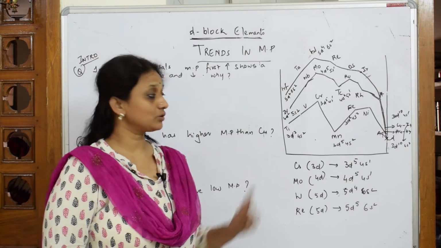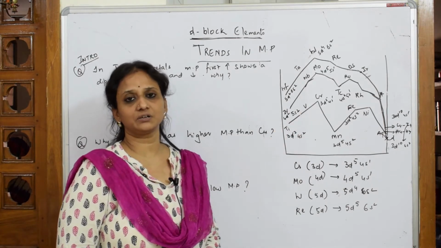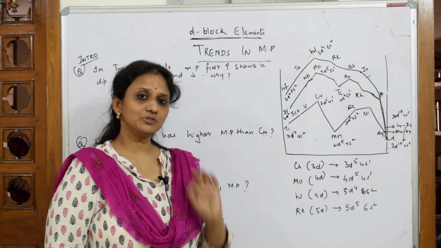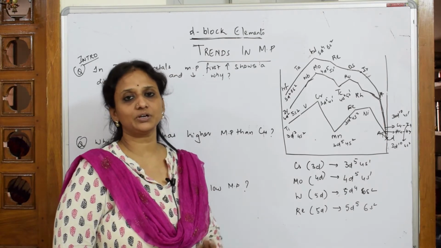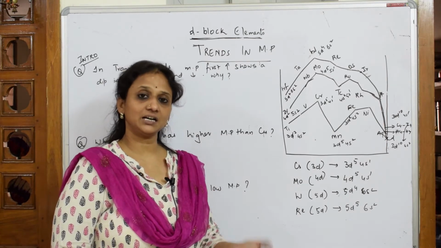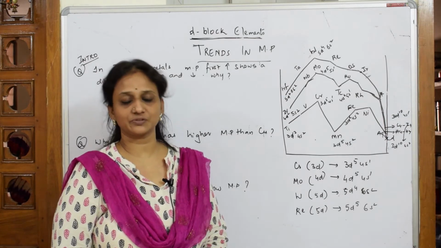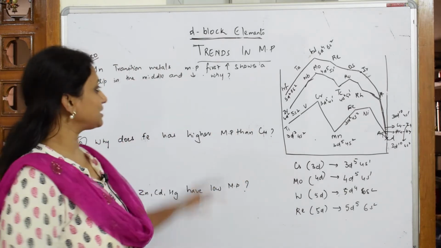Now in melting point also, when I observe the graph, there's a lot of variation shown by transition elements. So let us see the questions based on this. One important concept: whenever they're asking you about melting point or boiling point, whether it is high or low, what key point should I remember to answer those questions? First we'll discuss that and come back to these questions. Now that particular concept I'll explain in this term.